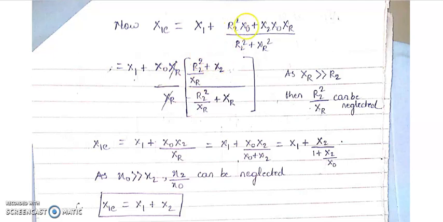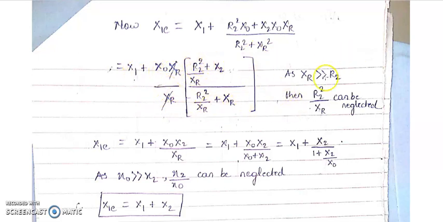R2 square divided by XR, anyhow X0 I have taken common. Similarly, if I take X0 XR common, what remains? X2 remains. Now I'm going to take XR common from the denominator, so it becomes R2 square by XR plus XR. Anyhow I have taken XR, not XR square. Okay, so XR gets cancelled. So finally what remains? X1 plus X0 into bracket this whole part.